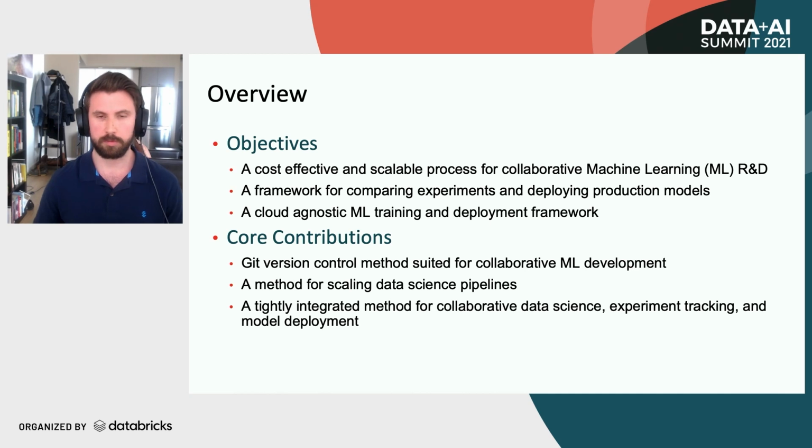So some of the contributions we'll talk about today, the workflow, we'll talk about how to use Git version control with multiple data scientists working together, how to do those feature branches, and how to scale data science pipelines collaboratively, and also showing how the method is tightly integrated for each step, from developing data science code to experiment tracking to model deployment as well.